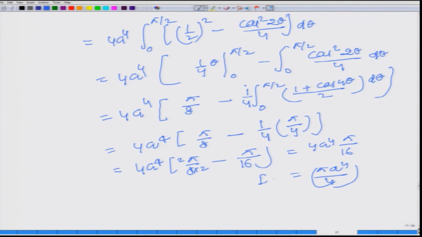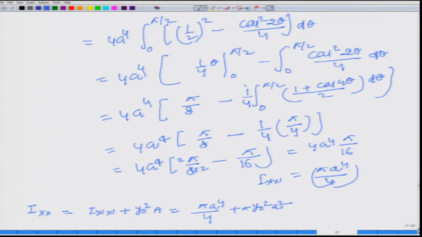So, we have found out I x prime. So, the moment of inertia about the x axis of the circular path of radius a will be equal to I x prime plus y naught square into a. So, this is nothing but pi a to the power 4 by 4 plus y naught square into a, which is nothing but pi a square. So, this is pi a square.